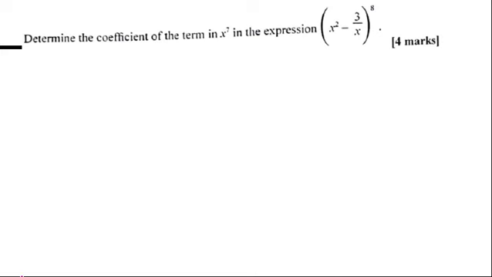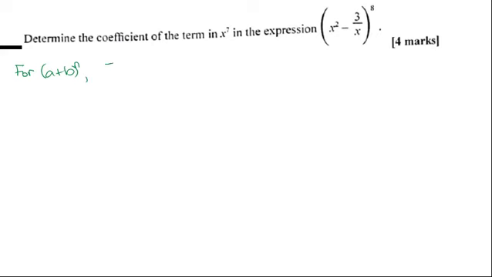For our second example, we have a question that says determine the coefficient of the term in x to the 7th in this expression. So we have a binomial being raised to a power. Now, for questions like these where they want a particular term, we're going to be using a formula that gives you any term in the expansion.